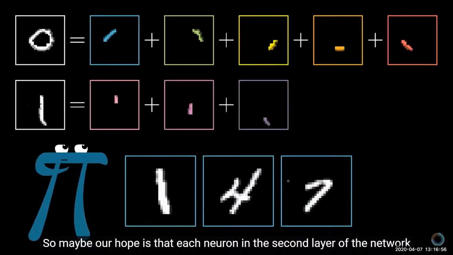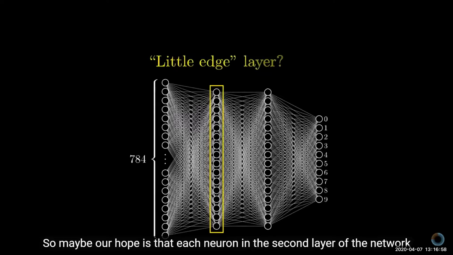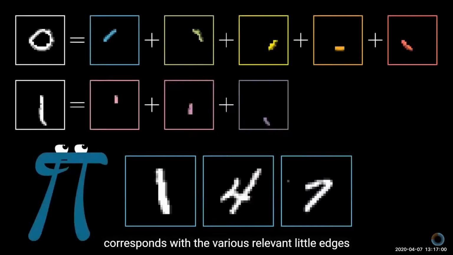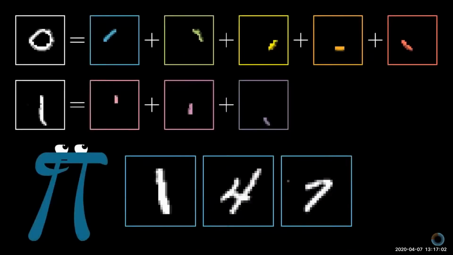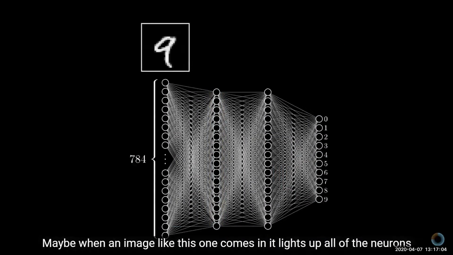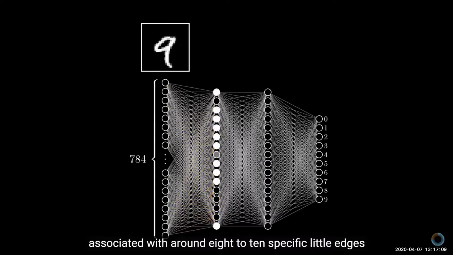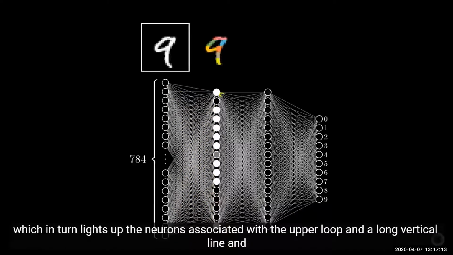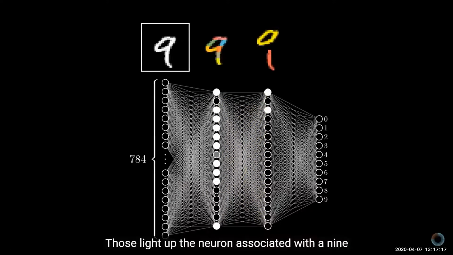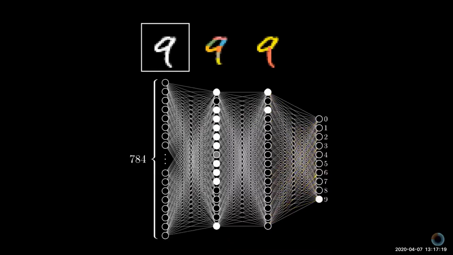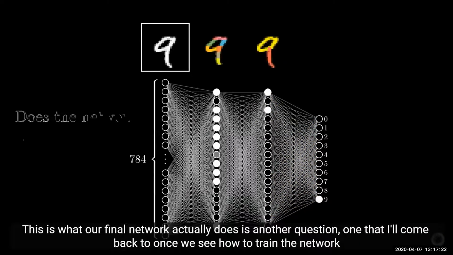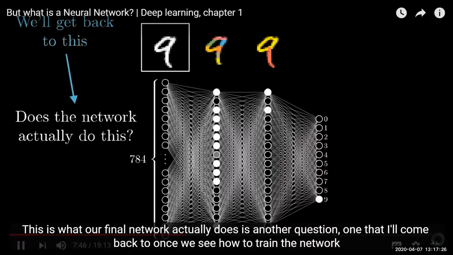So maybe our hope is that each neuron in the second layer of the network corresponds with the various relevant little edges. Maybe when an image like this one comes in, it lights up all of the neurons associated with around 8 to 10 specific little edges, which in turn lights up the neurons associated with the upper loop and a long vertical line, and those light up the neuron associated with a 9. Whether or not this is what our final network actually does is another question, one that I'll come back to once we see how to train the network.